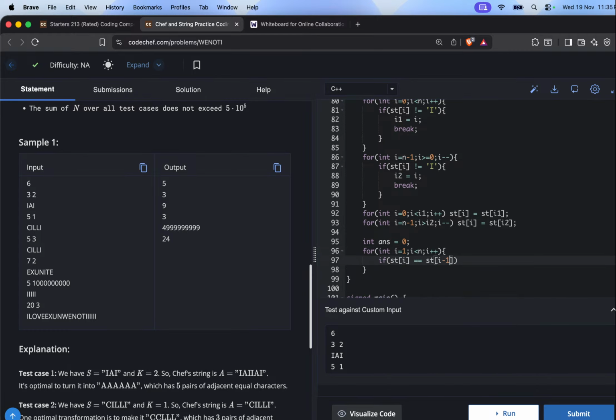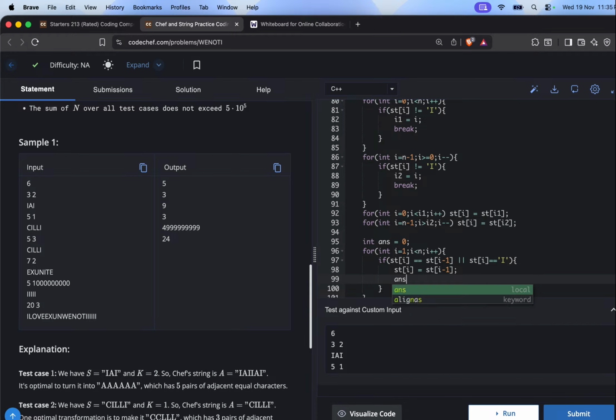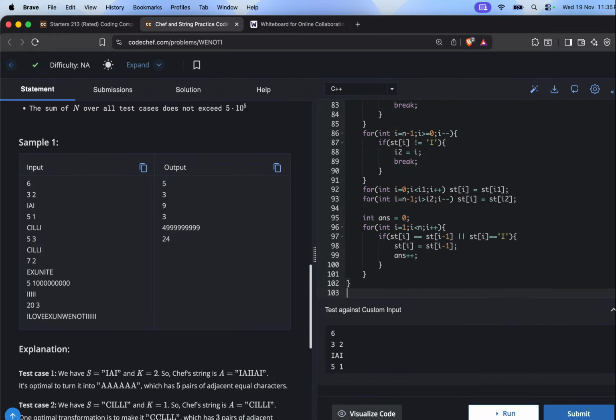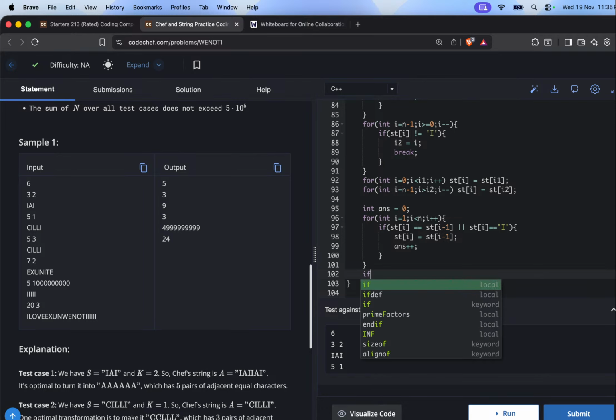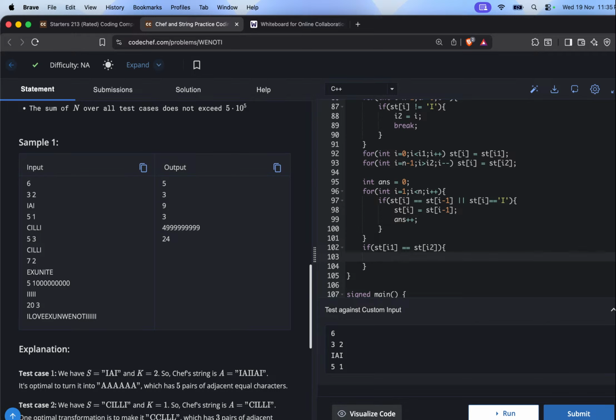What if the last character matches with current? Our score increases by 1, or in the other case, the current string is I, so we can replace it with the previous string, and our score increases by 1. That is it. If st at I1 equals st at I2, that is, the first non-matching and second non-matching are same, our answer increases by 1 for each concatenation.